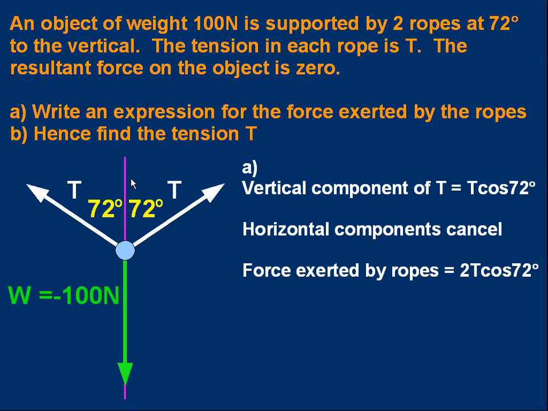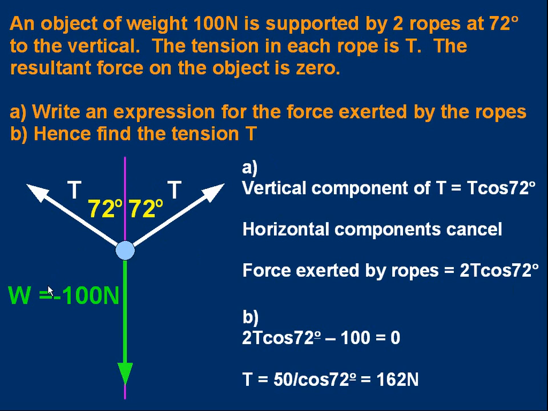The last part is find the tension T. We know the object is in equilibrium, its resultant is 0, so we know that the upward force T cos 72 plus the downward force, which is minus 100, they must add up to 0. T cos 72 equals 100. If we solve that, it gives T is 50 over cos 72, which is 162 newtons.